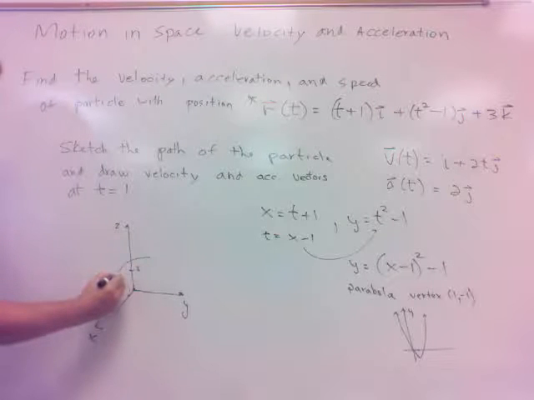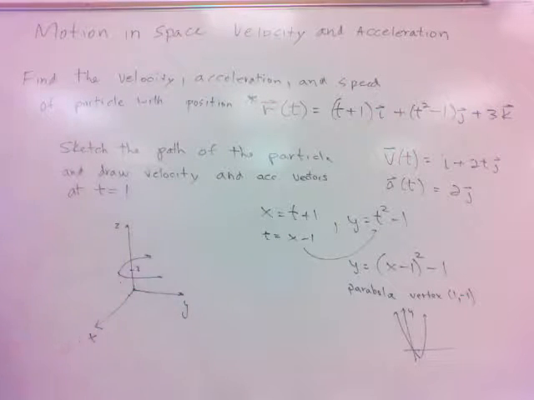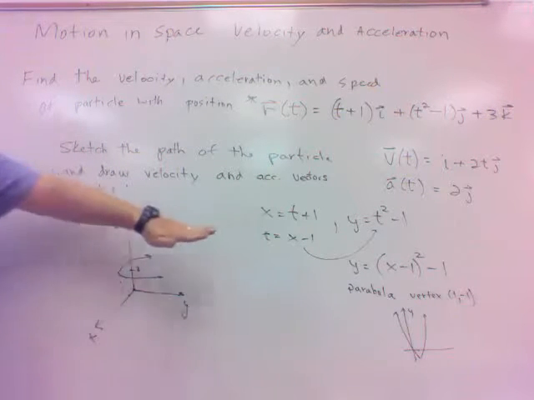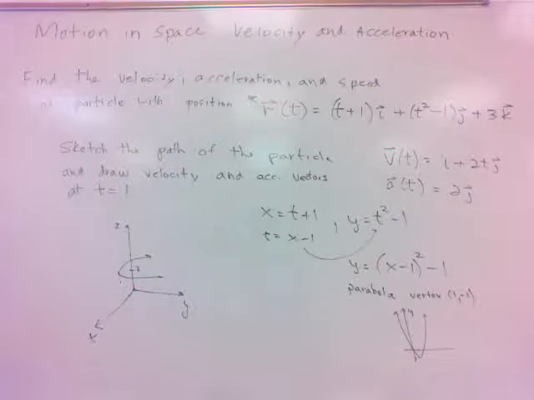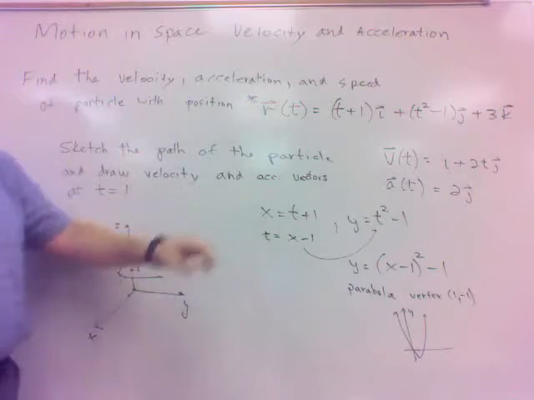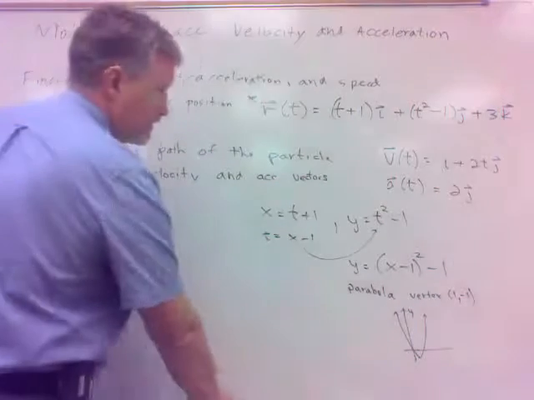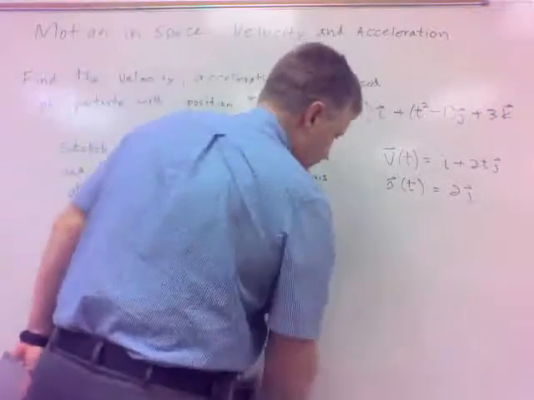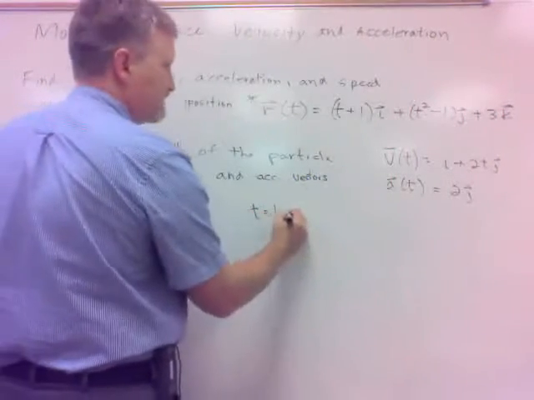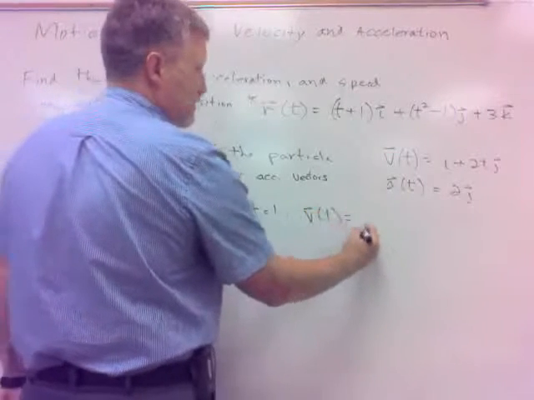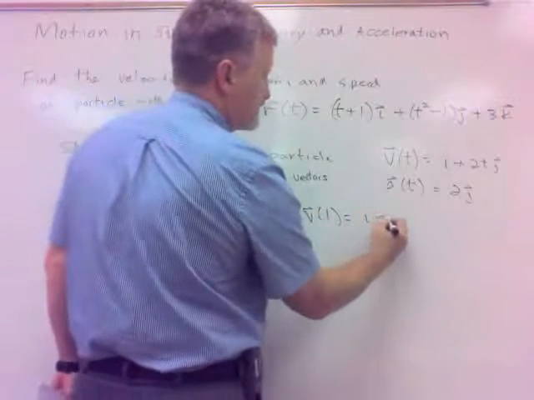So we've got our parabola here, that parabola, but at level 3 in xyz space. Now we want to put the velocity vector and acceleration vector on there at t equals 1. So at t equals 1, what have we got for a velocity vector? Well, that would be i plus 2j.